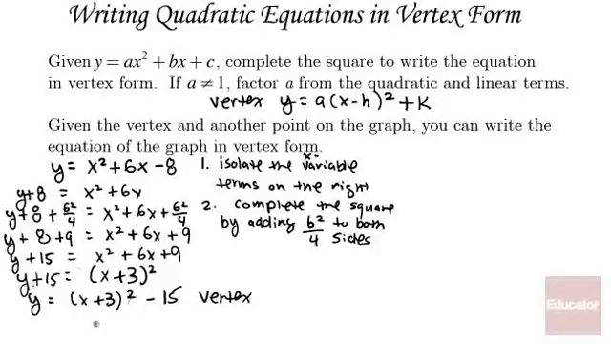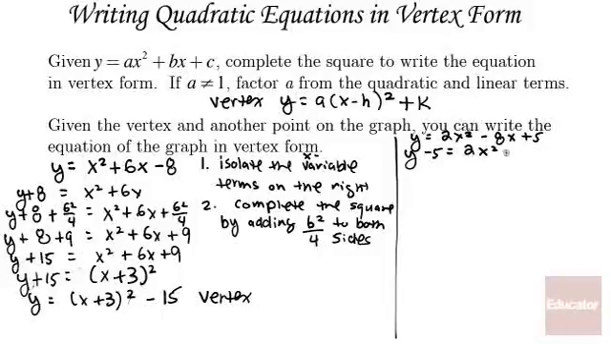Now, it gets a little bit more complicated if the a term is not equal to 1. So let's go ahead and look at that situation. If I had something like y equals 2x squared minus 8x plus 5, I'm first going to isolate the x variable terms on the right. So that's going to give me y minus 5 equals 2x squared minus 8x. And then, as it says here, I need to factor a out, since a is not 1, before I complete the square. So this is going to give me 2 times x squared minus 4x.